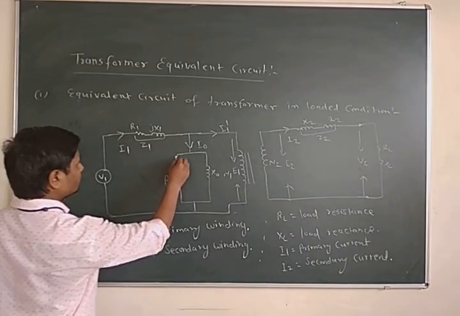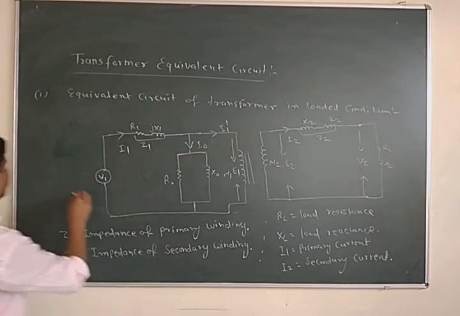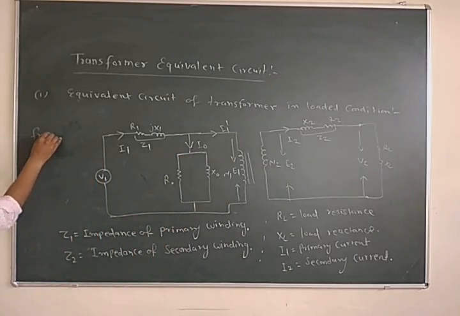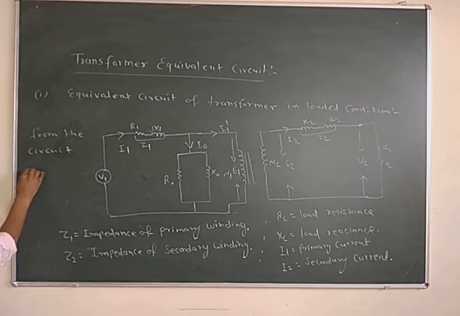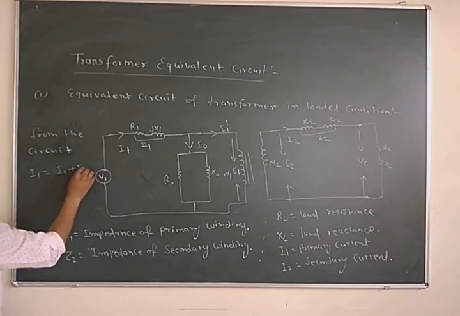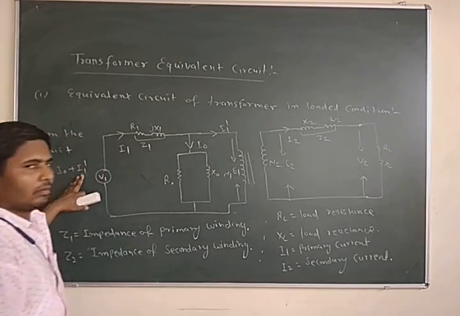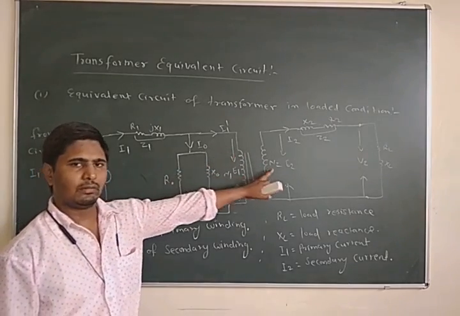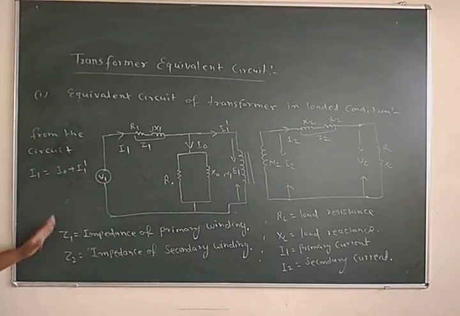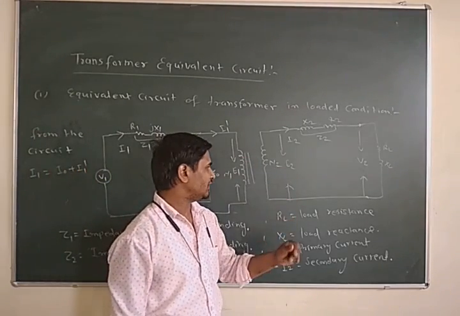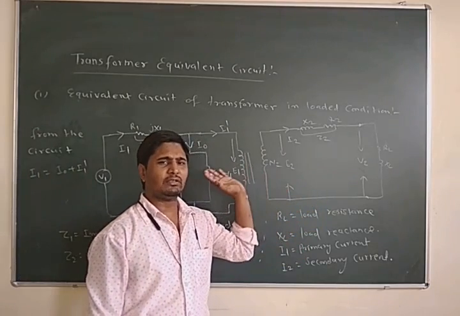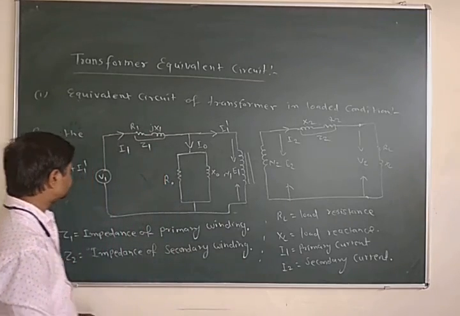So from this circuit, we see that I1 is equal to I0 plus I1 dash. So I1 dash is the primary current which is reflected from the secondary side. We can say that it is the secondary current reflected towards the primary side, that is I1 dash.